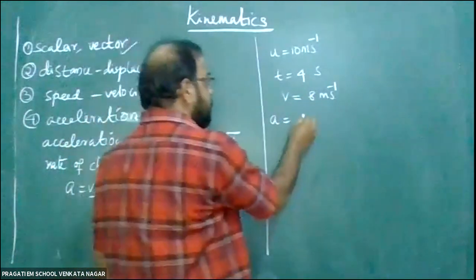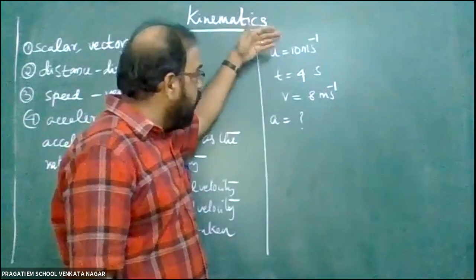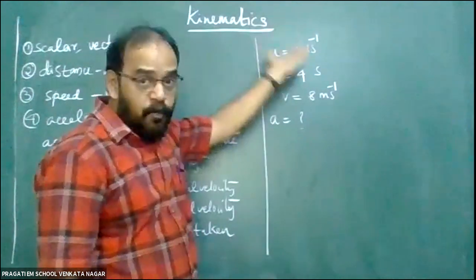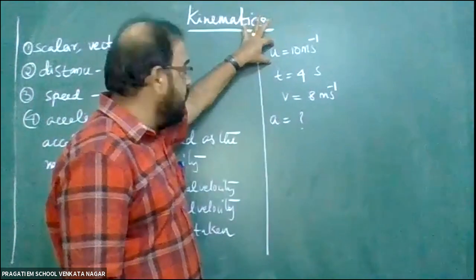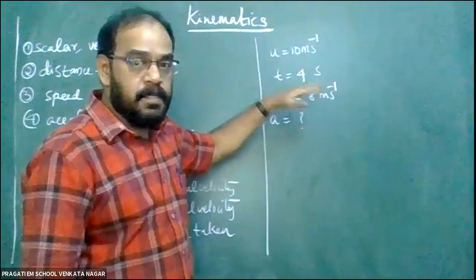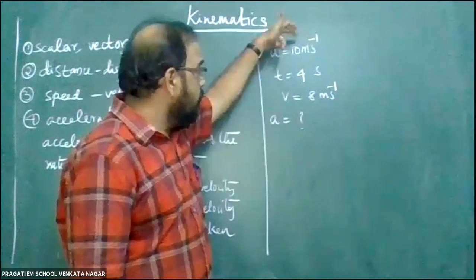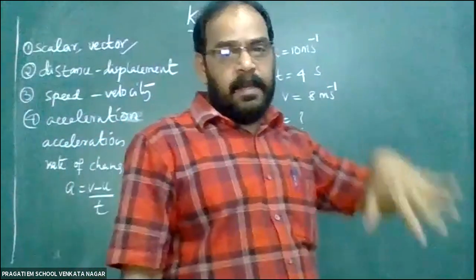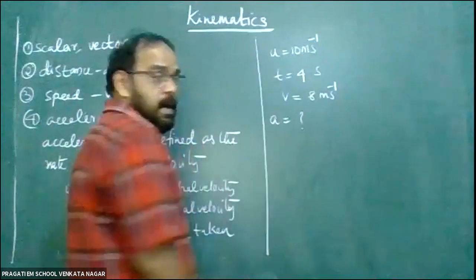So here the question: a body is starting with a velocity, or moving with a velocity, 10 meters per second. After 4 seconds, question completely I am not writing, you can understand this one. This is the starting velocity. Starting velocity is equal to 10 meters per second. After 4 seconds, the velocity is changed from 10. A body can move with increasing velocity and it can also move with decreasing velocity. And then what is the acceleration?